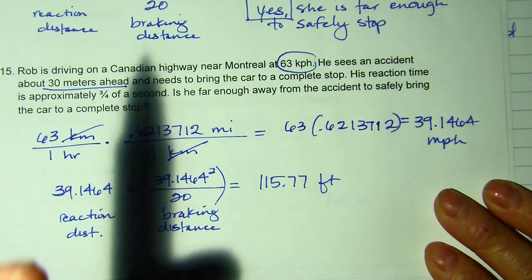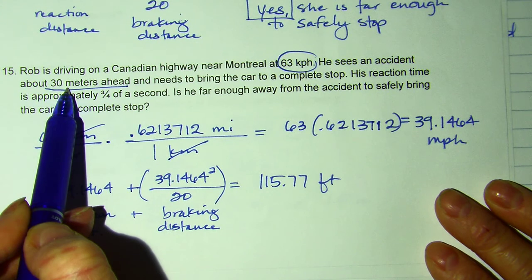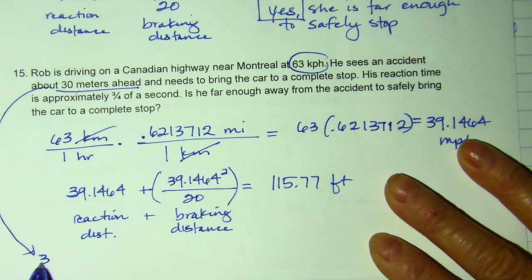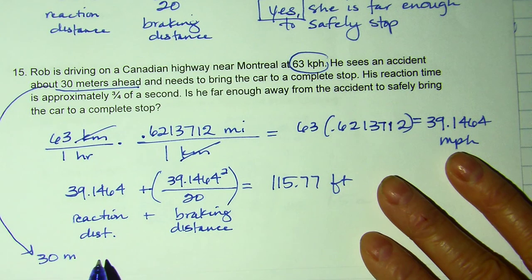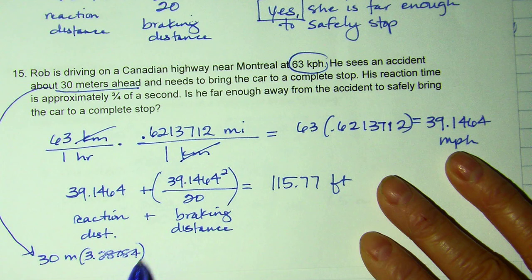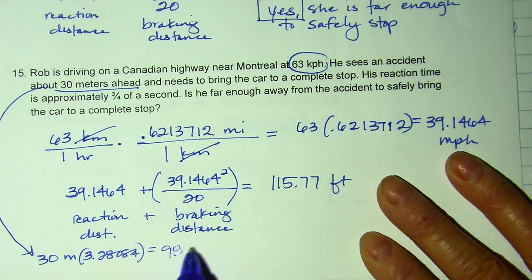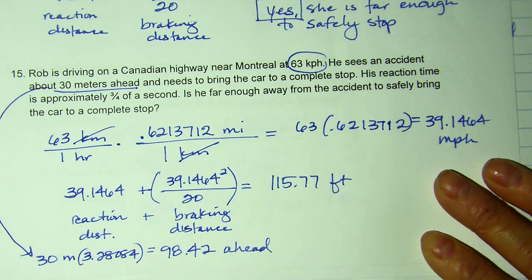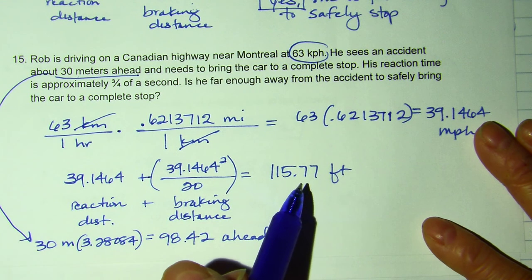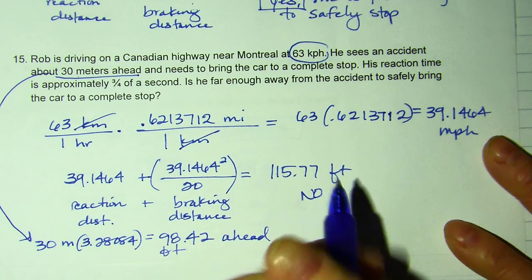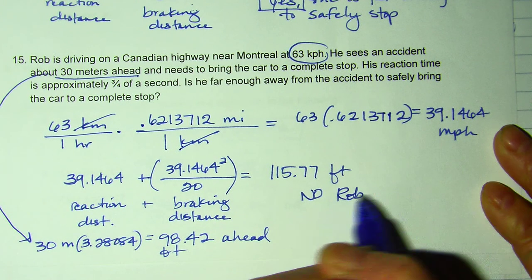Now, it says it's 30 meters ahead. So I need to convert 30 meters to feet. So 30 meters times, there are 3.28084 feet in a meter. So that's 98.42 feet. That's how far ahead the accident is, but he needs this amount of feet to stop. So, no. Rob does not have enough room.